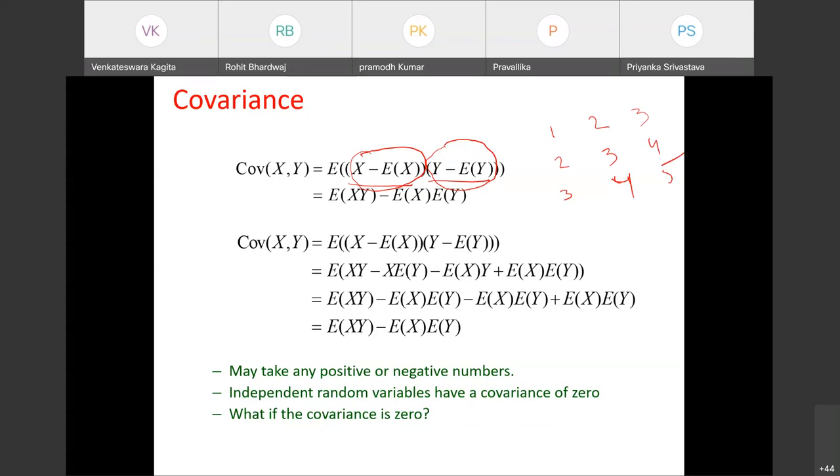Okay, so this user, let's say these are the ratings: 1, 2, 3, 2. And this user has given some 5, 3, 4, 5, 5. So what is his average rating? 1 plus 2 is 3, 3 plus 3 is 6, 6 plus 2 is 8, 8 by 4. Average rating is 2. His average rating is 2.